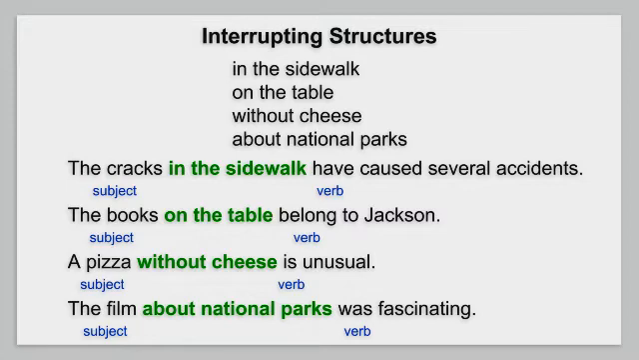The verb of these sentences agrees with the subject. You can remove the prepositional phrases and the verbs will still remain the same. Here is a hint. Look for the word before the preposition, not after.